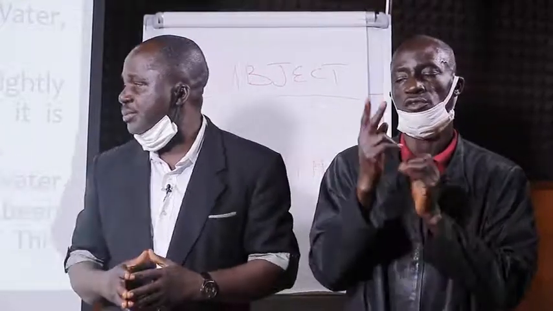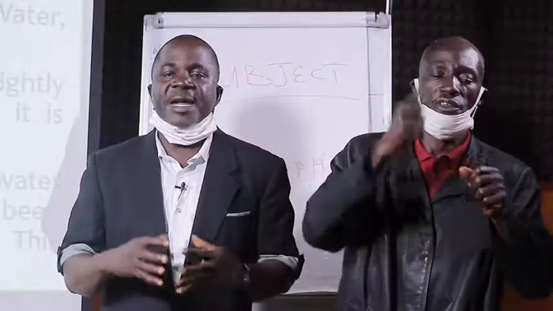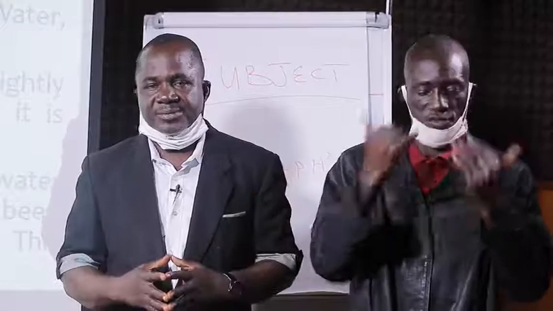Number 2 type of soil water is field capacity water. Field capacity water is the type of water left in the soil after excess water has been drained off following heavy rainfall. This water is available to the plants. For example, we are now in rainy season.